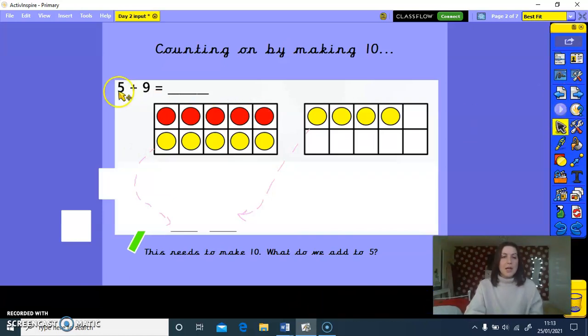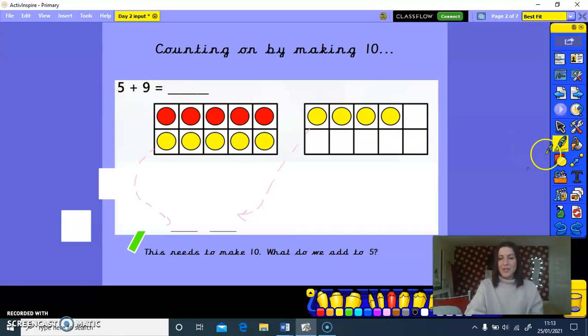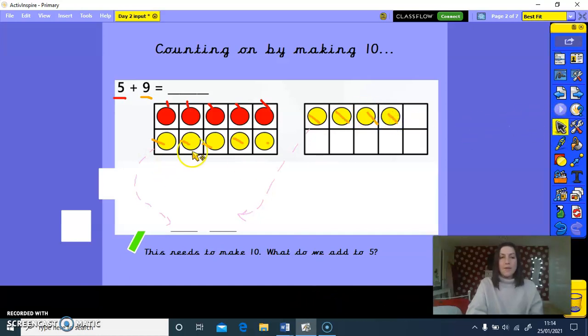As you can see, I have got a number sentence here, 5 add 9. We are now going to count the counters and make sure it is correct. So, I have got 5 here, and that is shown by 1, 2, 3, 4, 5 red counters. And then here I have a 9, and that is shown by 1, 2, 3, 4, 5, 6, 7, 8, 9 yellow counters. I have got two tens frames, one is completely full and the other has 4 in it.